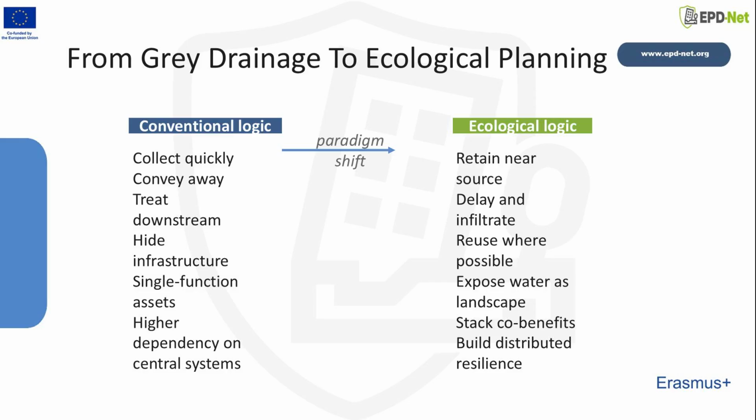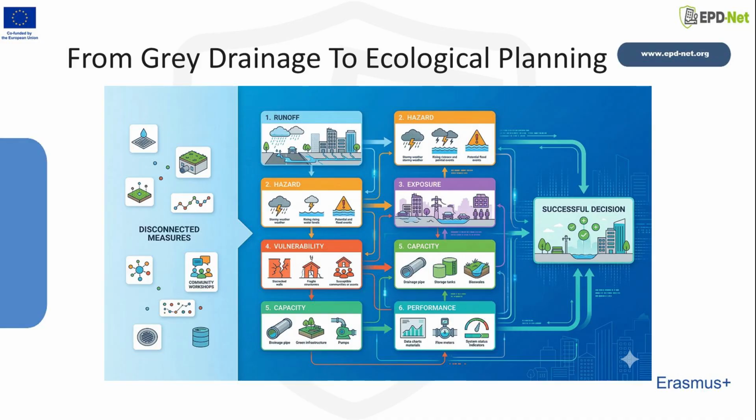In contrast, ecological planning focuses on retaining water near its source, delaying flows, promoting infiltration, and reusing water where possible. It also treats water as a visible part of the landscape rather than something that must always be hidden underground. This shift is important because it expands the role of stormwater systems. Instead of only moving water away, ecological systems can generate co-benefits such as biodiversity support, public space quality, cooling, and distributed resilience.